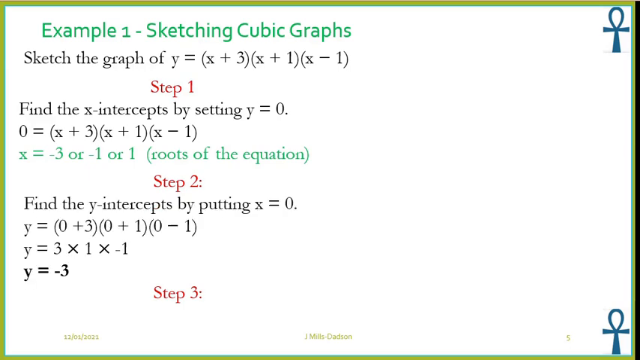Step 2 is to get the y-intercept. You get the y-intercept by setting x equals 0. The first step is y equals 0 to find x. Second step, x equals 0 to find y. So if x is equal to 0, this is what you have. All you have is 3 in the bracket, 1 and negative 1, and you multiply. That gives you negative 3.